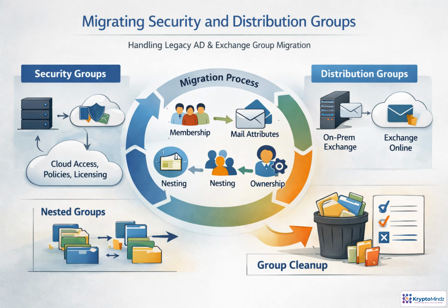When groups move from legacy Active Directory and Exchange, treat them as dependencies, not just objects. Security groups may drive application access, conditional access targeting, and license assignment after synchronization into Entra ID. Distribution groups add mail routing, ownership, and management concerns, especially in hybrid Exchange. The critical checks are membership accuracy, mail attributes, nesting, and owners. Nested groups deserve extra attention because cloud services do not always expand them the same way. This is also a cleanup moment. Remove stale groups, fix naming, and simplify before legacy complexity follows you into the cloud.